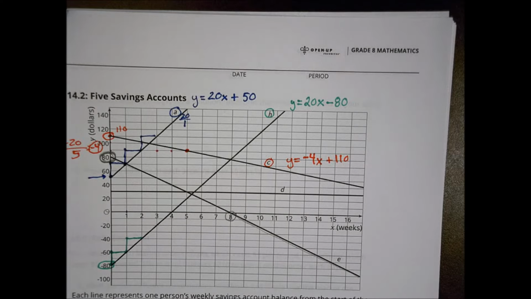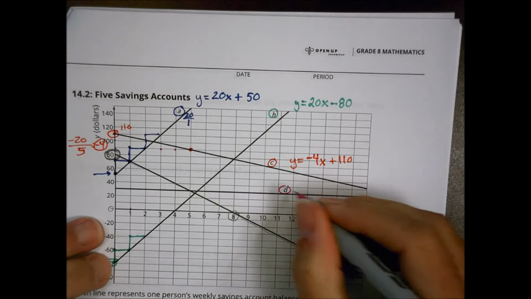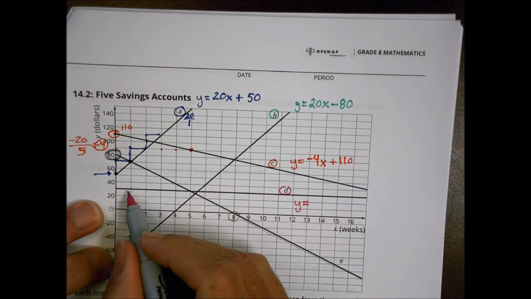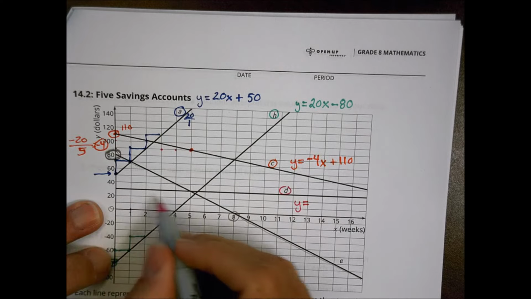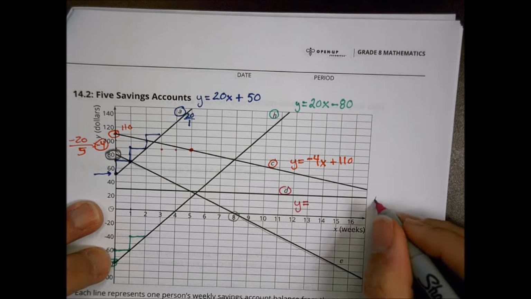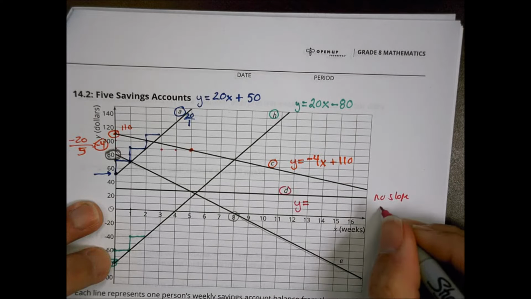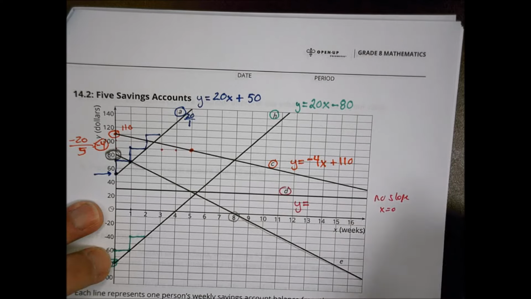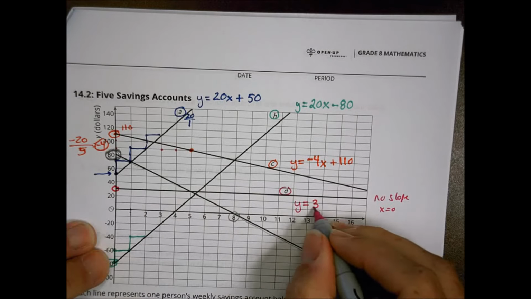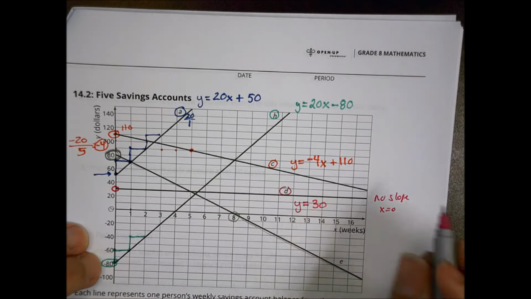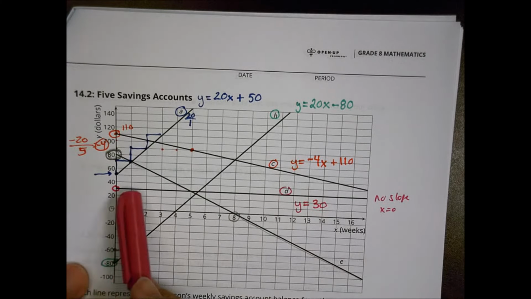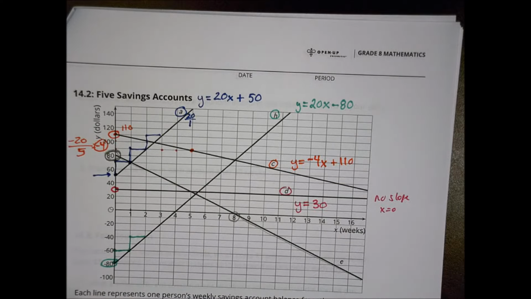All right, let's take a look at D. So for D, y is going to be equal to, well, do we have a slope? Are we going up 1, over 1, down 1? We don't have any slope, do we? There's no slope, so there's no x value at all. So what is my intercept point? My intercept point happens to be at 30. So this is just a line that says y equals 30, going straight across. So this person started with $30 in the bank and didn't do anything with it for those weeks, just left it there, nothing going on.